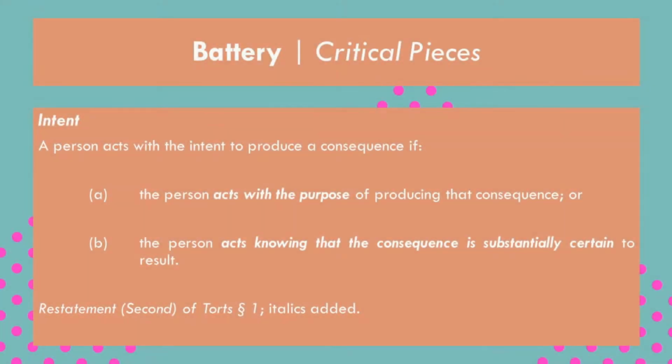The Restatement Second of Torts, Section 1, states that, quote, a person acts with the intent to produce a consequence if a. the person acts with the purpose of producing that consequence, or b. the person acts knowing that the consequence is substantially certain to result.